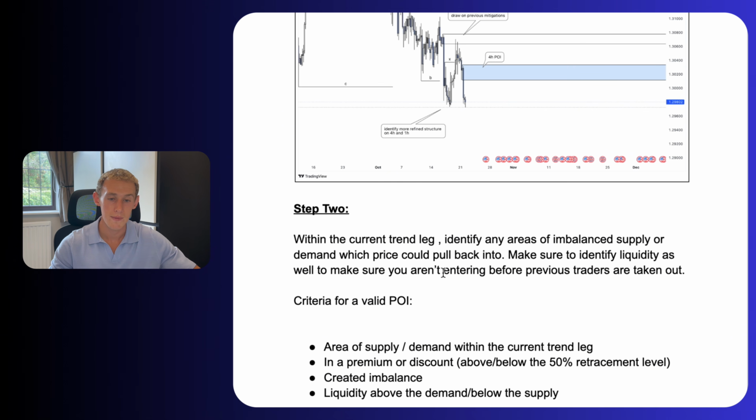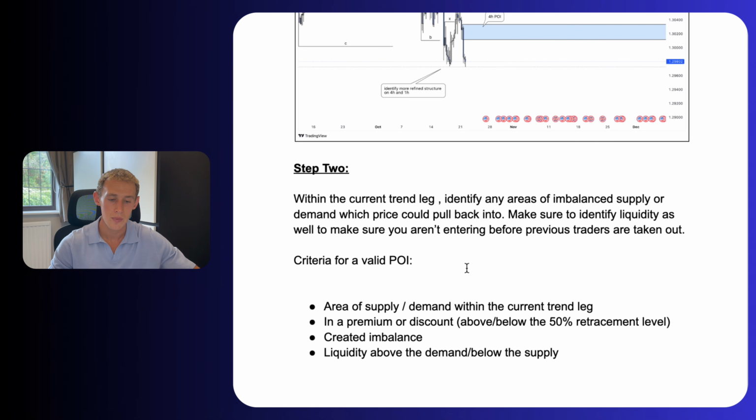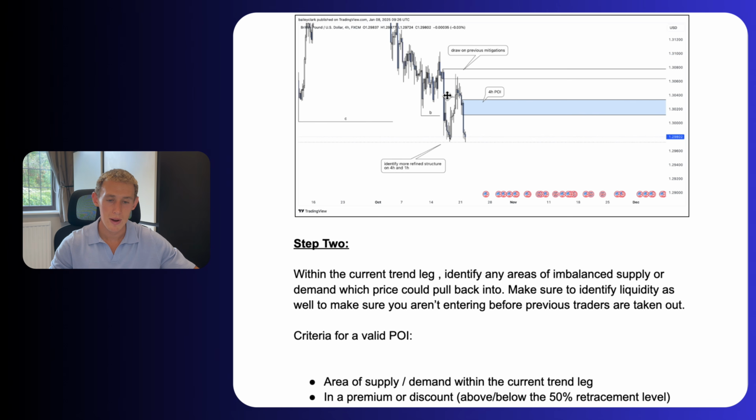And to validate an area of supply, I need to see three main things. The first one, it needs to create imbalance. Secondly, we need to see some liquidity resting below it. So here, for example, you can see that price created this imbalance from this area of supply. This tells us that this is an area where volume came into the market in the past, and therefore once price comes back into it, it's likely that price reacts from it again, because people were willing to sell from this level in the past.